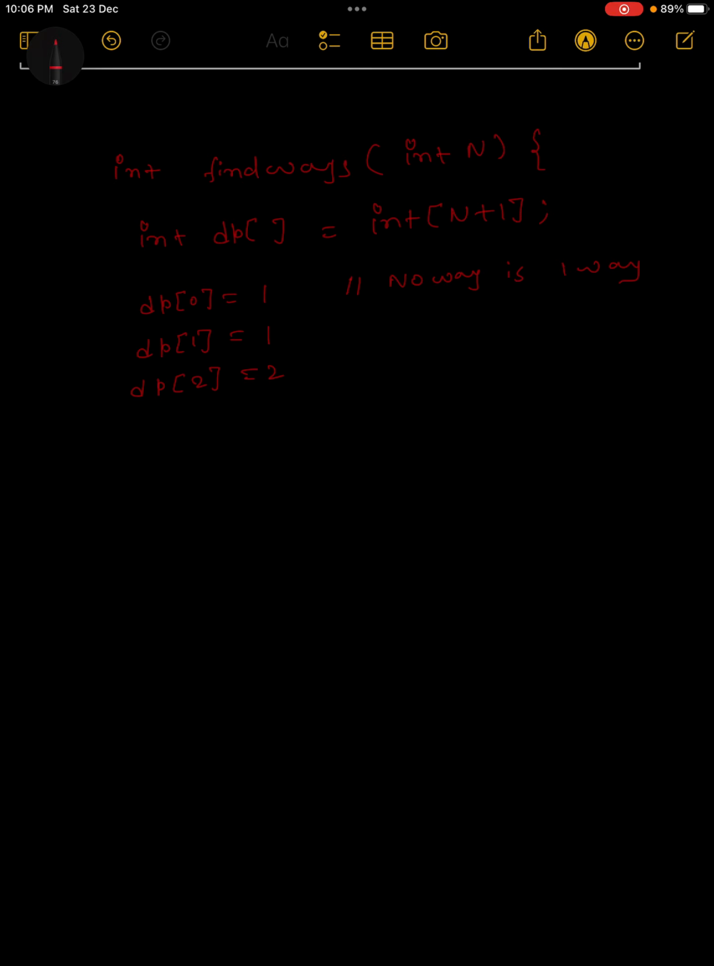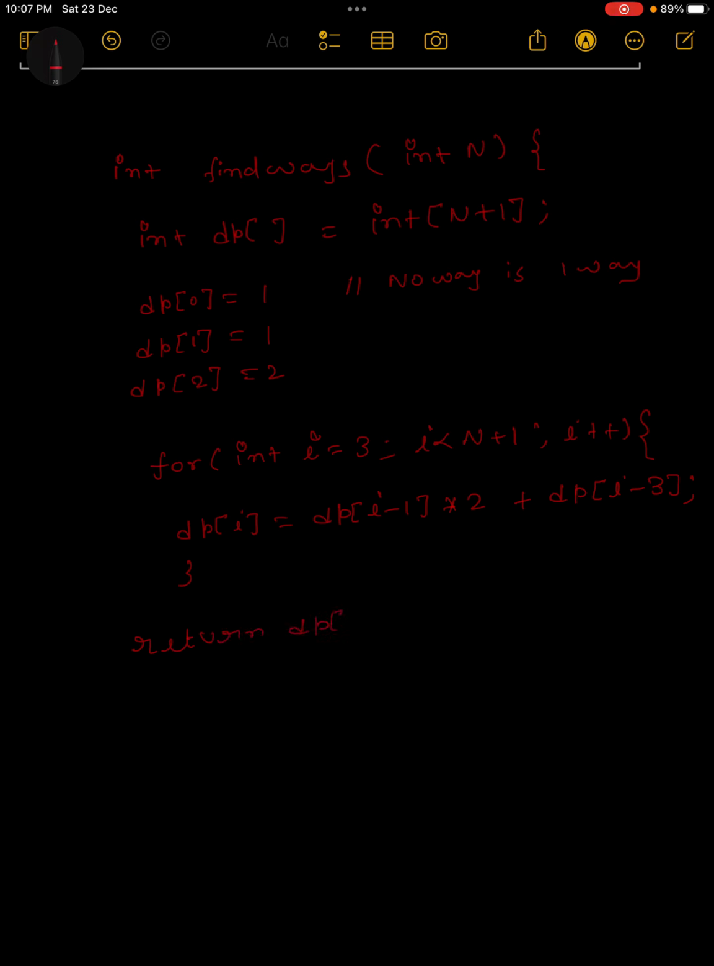So for the rest of the values, we can use the recurrence relation. What we need to do is just write the for loop. We will simply say that dp of i would be dp of i minus 1 into 2 plus dp of i minus 3, and at the end we need to return dp of n. So that will give our answer.